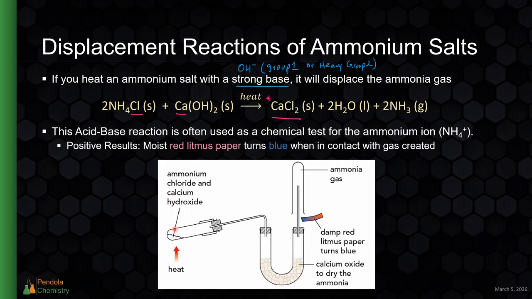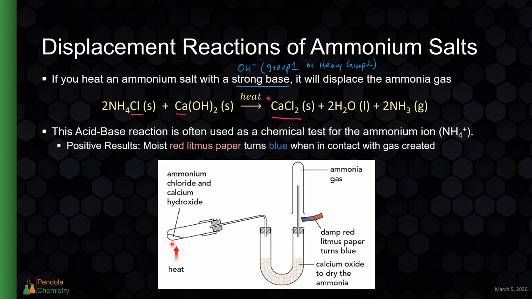And again, because ammonium ions are acidic, they will react with a base in a displacement reaction. It's a type of acid-base reaction, but a displacement reaction. And they will release ammonia. So it's going to be a chemical test for the ammonium ion where it will turn red litmus paper blue because it creates ammonia gas. So this setup tests for that, right?